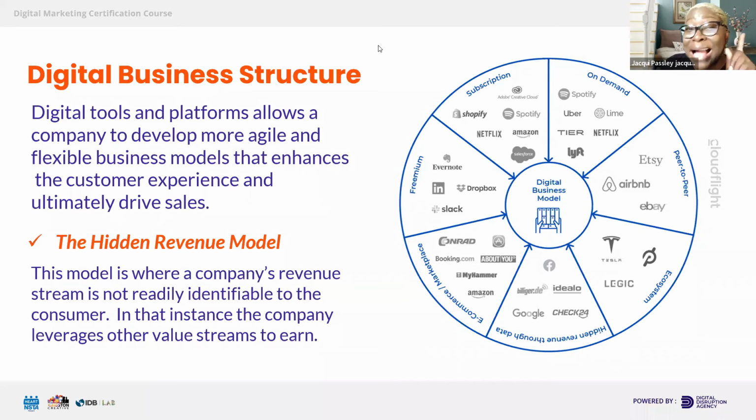Google is a prime example of a hidden revenue model. But in this day and age, you kind of know what they're selling. They're selling your data. You kind of know that, right? But there are other ways that they can make money from you, not just through data, whether through ads or otherwise.